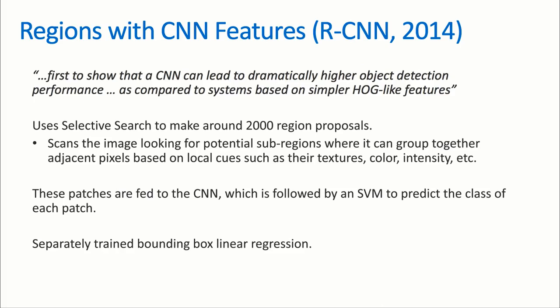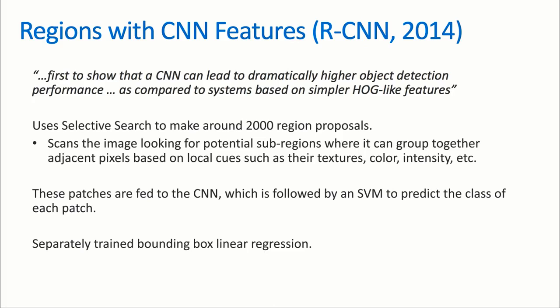Regions with CNN features, or R-CNN, is a technique that was introduced in 2014 by a team at UC Berkeley to answer this question. In their own words, they were the first to show that a CNN can lead to dramatically higher object detection performance as compared to systems based on simpler HOG-like features.